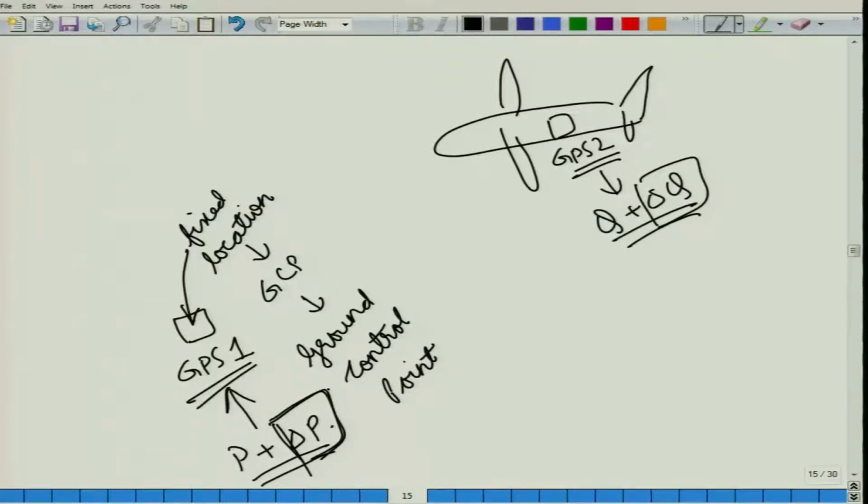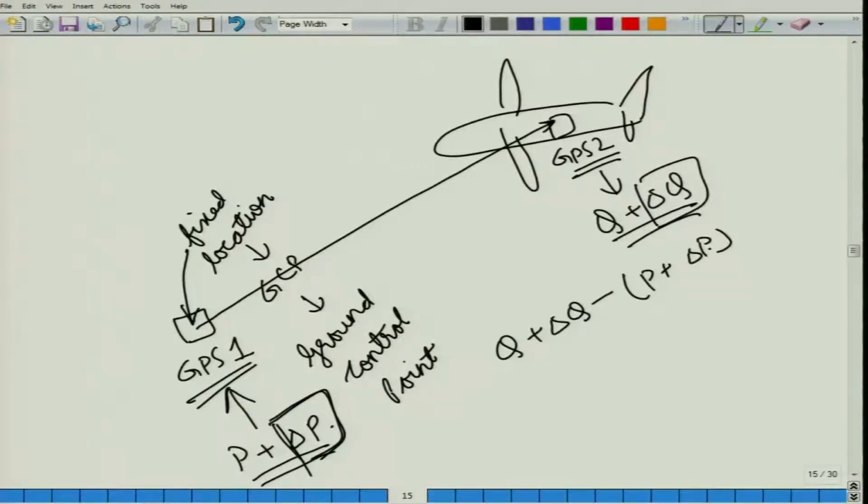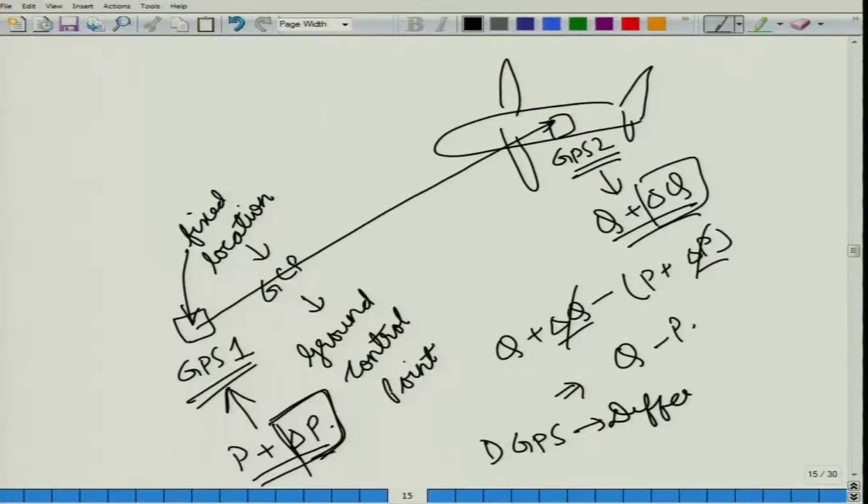So, if we calculated the position of GPS 2 with respect to GPS 1, we would be getting Q plus delta Q minus P plus delta P. Now, because delta Q and delta P are the same, they would get cancelled out and we would exactly be getting Q minus P. Now, this use of these 2 instruments for calculating this difference is known as DGPS, which stands for differential GPS.